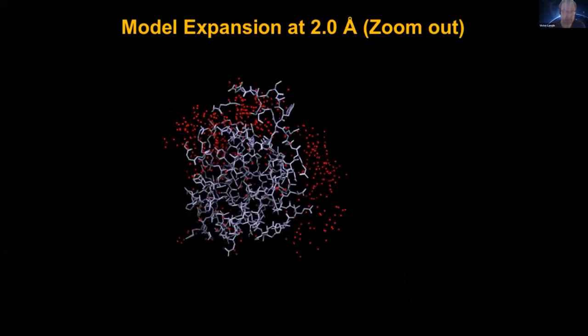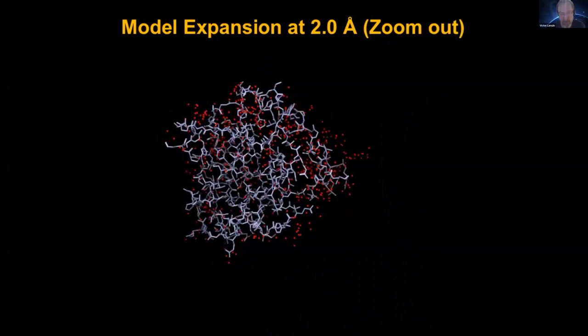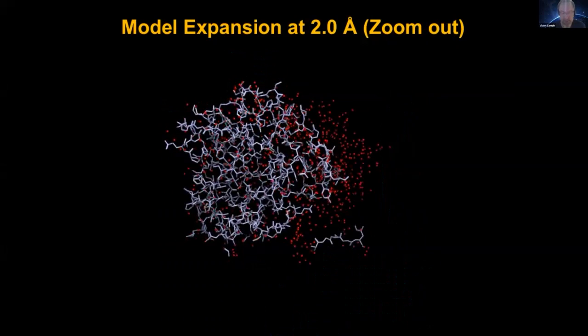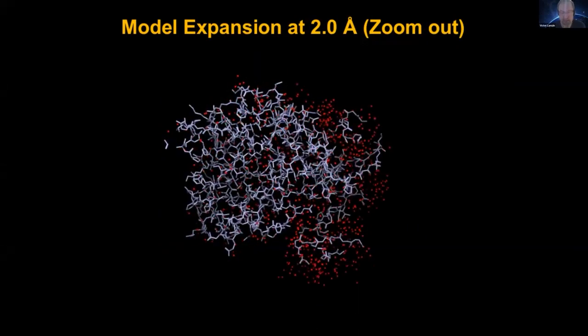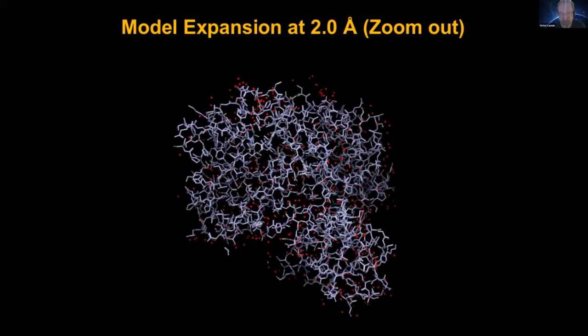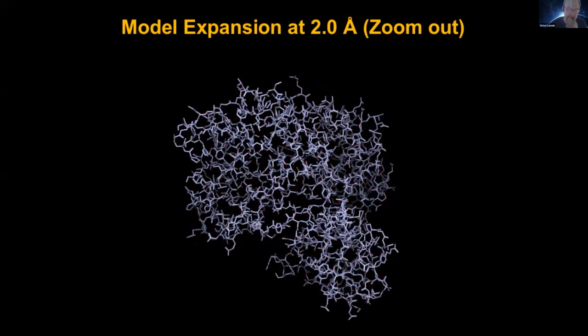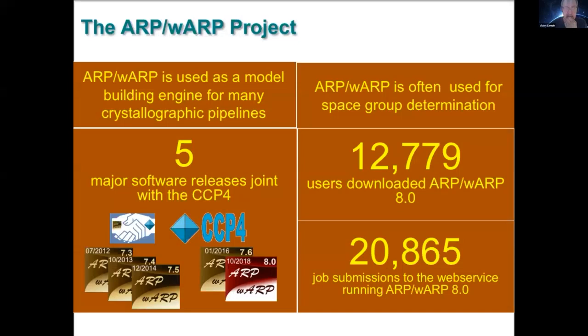This is the refinement starting from about half of the structure, and from building cycle to building cycle, it expands further, and more free atoms are built, interpreted as protein fragments, and here it comes to an almost complete structure. All that is great. So ARP wARP is pleasingly used as a model building engine for many crystallographic pipelines.